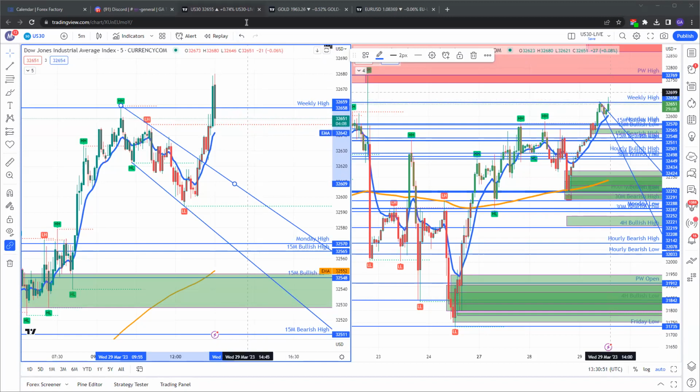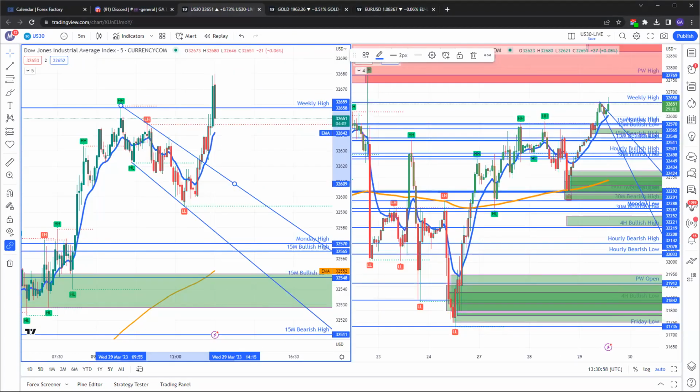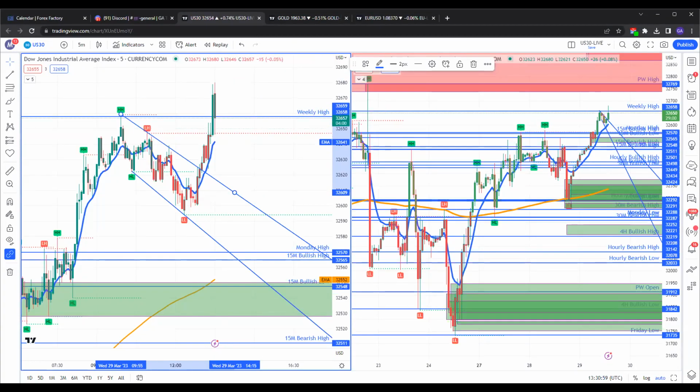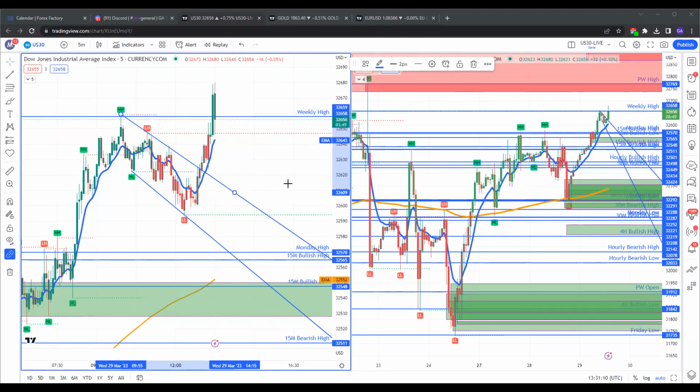So as usual, we'll be analyzing US 30, gold, and EU. Currently, I am looking for buys on US 30, looking for sells on gold, and looking for sells on EU. So looking through this, let's see what we have.